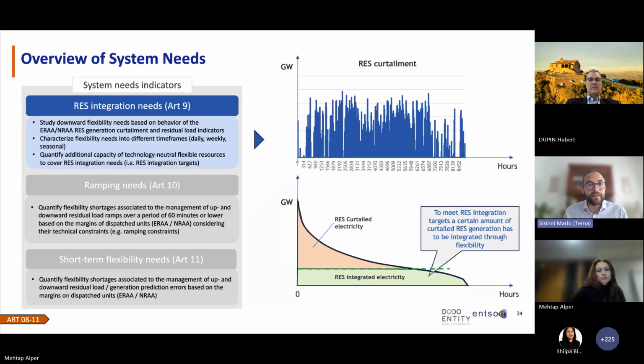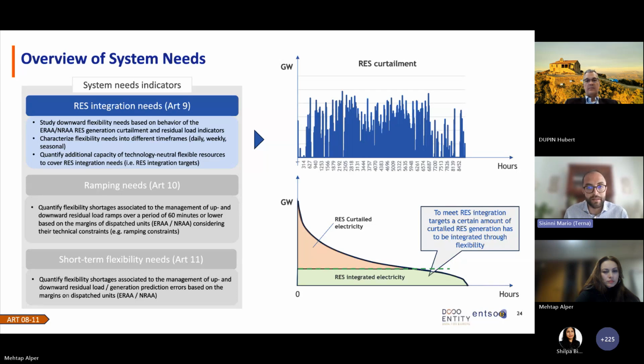RES integration is something which is not the objective of adequacy studies. Adequacy is looking at shortage in our capability to meet the demand. But if there is a situation of oversupply, it is not really checking if we are meeting any specific RES integration target or not. In the flexibility needs assessment, we are focusing exactly on this, especially in this Article 9, RES integration needs.